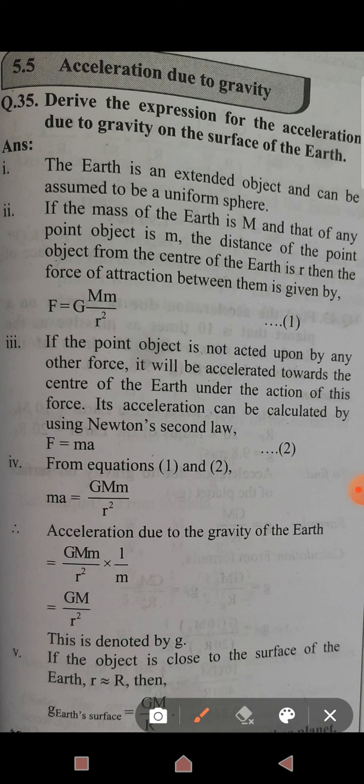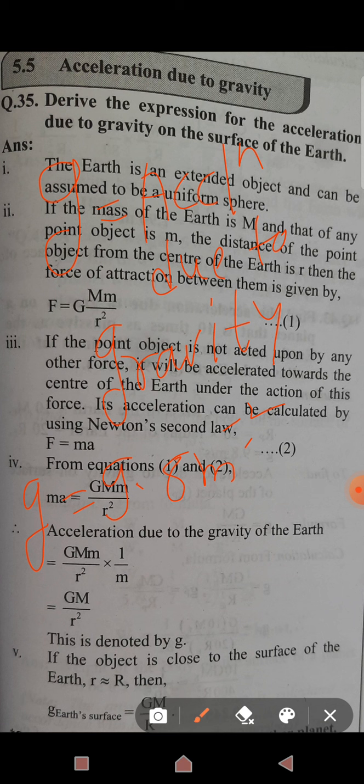So, first we'll see the meaning of small g. Small g is known as acceleration due to gravity. This small g has the constant value of 9.8 meter per second square, and the value of acceleration due to gravity will remain the same on the surface of the earth.